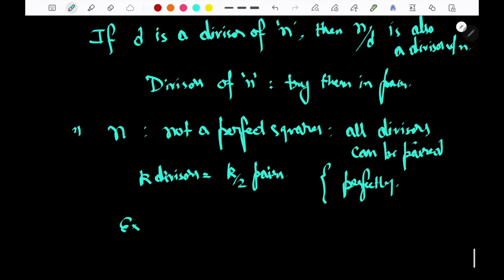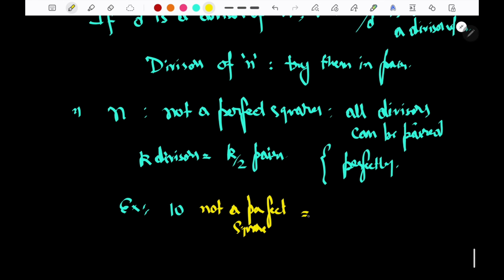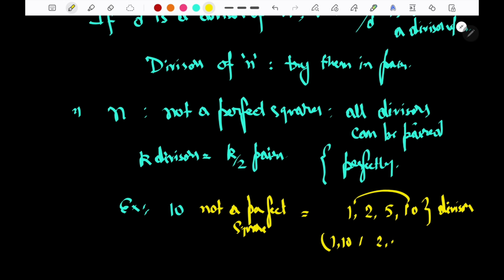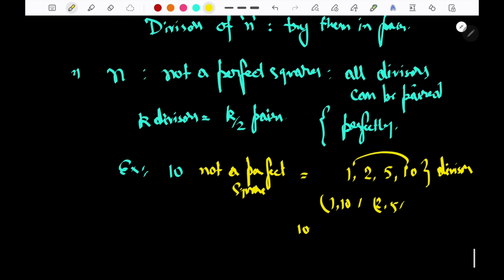जैसे एक एग्जांपल देते हैं, समझ में आएगा. जैसे मान लो 10 है. क्या 10 परफेक्ट स्क्वायर है? 10 नॉट ए परफेक्ट स्क्वायर. सो इसका मतलब क्या हो जाएगा कि इसके डिवाइजर्स क्या क्या है, 1 2 5 10 डिवाइजर्स हैं. अब हम इसको पेयर अप क्यों किए, थोड़ा सा ध्यान देना. 10 इंटू 1 क्या होगा, 1 10 को एक पेयर मानो, 2 5 को एक पेयर मानो. सो दिस विल बी 10 इंटू 1 एंड 2 इंटू 5.